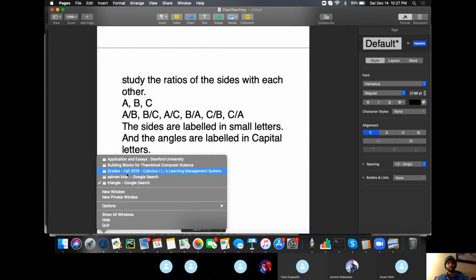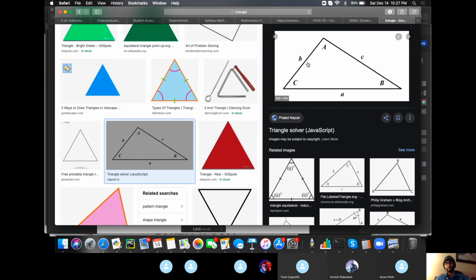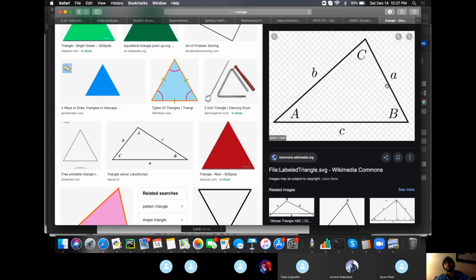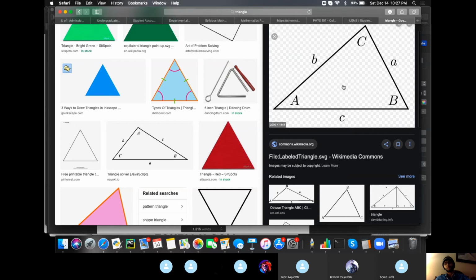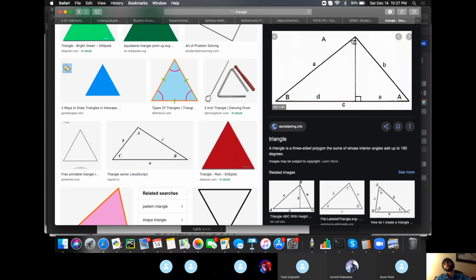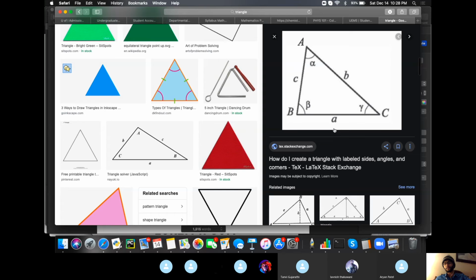In this particular triangle, we have A, B, and C as this side, that side, and that side. But in this particular triangle, this is A, this is B, this is C. You could have so many different triangles, and you can have different ways of labeling A, B, and C. So there is a little bit of confusion. You don't know which side you're talking about.